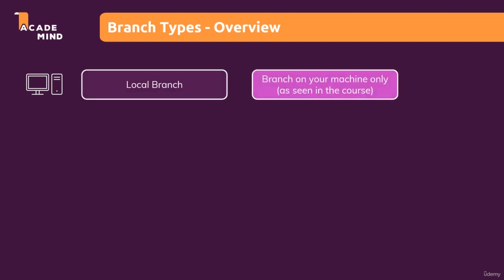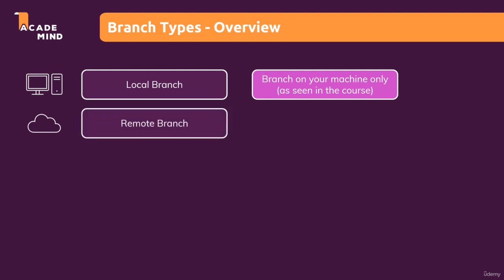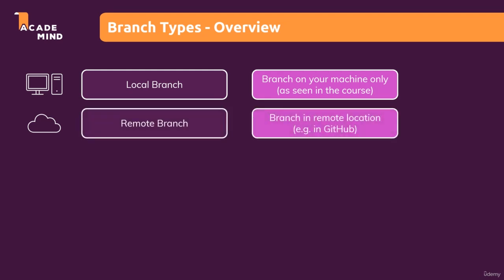Nothing new to you. That's a branch on your machine only, as seen throughout the majority of the time we had together in this course. We also have a remote branch. We just learned this. A remote branch is a branch in a remote location, so for example, in GitHub. So you only see the remote branch if you are on GitHub or if you run the git ls-remote command we just saw. These are the only two ways to see these remote branches.